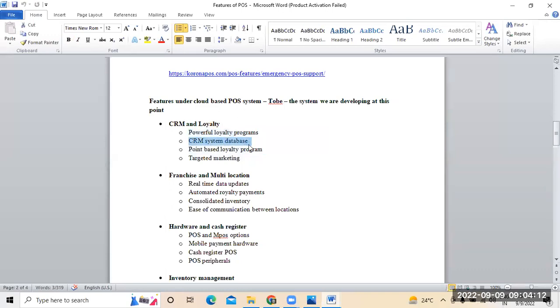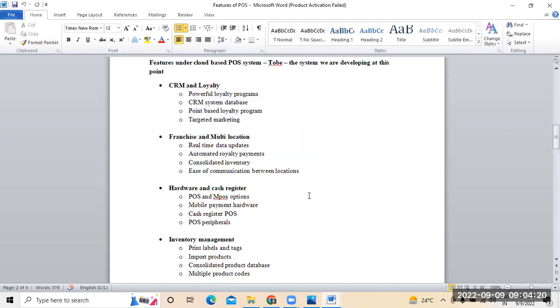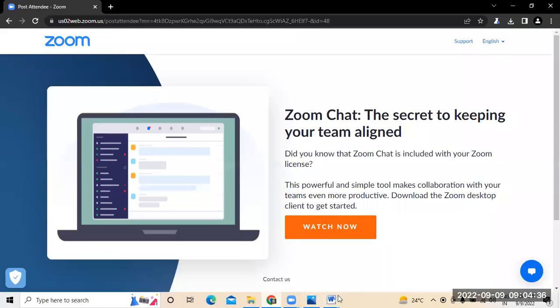Creating CRM system database is one user story. Point-based loyalty programs is one user story. Targeted marketing is one user story. What is epic here? Franchisee multi-location is one epic. It's a large scale of solution. If you want to implement the solution, what is it that you require? You need to write down all the functionalities. So these functionalities you are writing in the form of user stories. I hope it clarified.